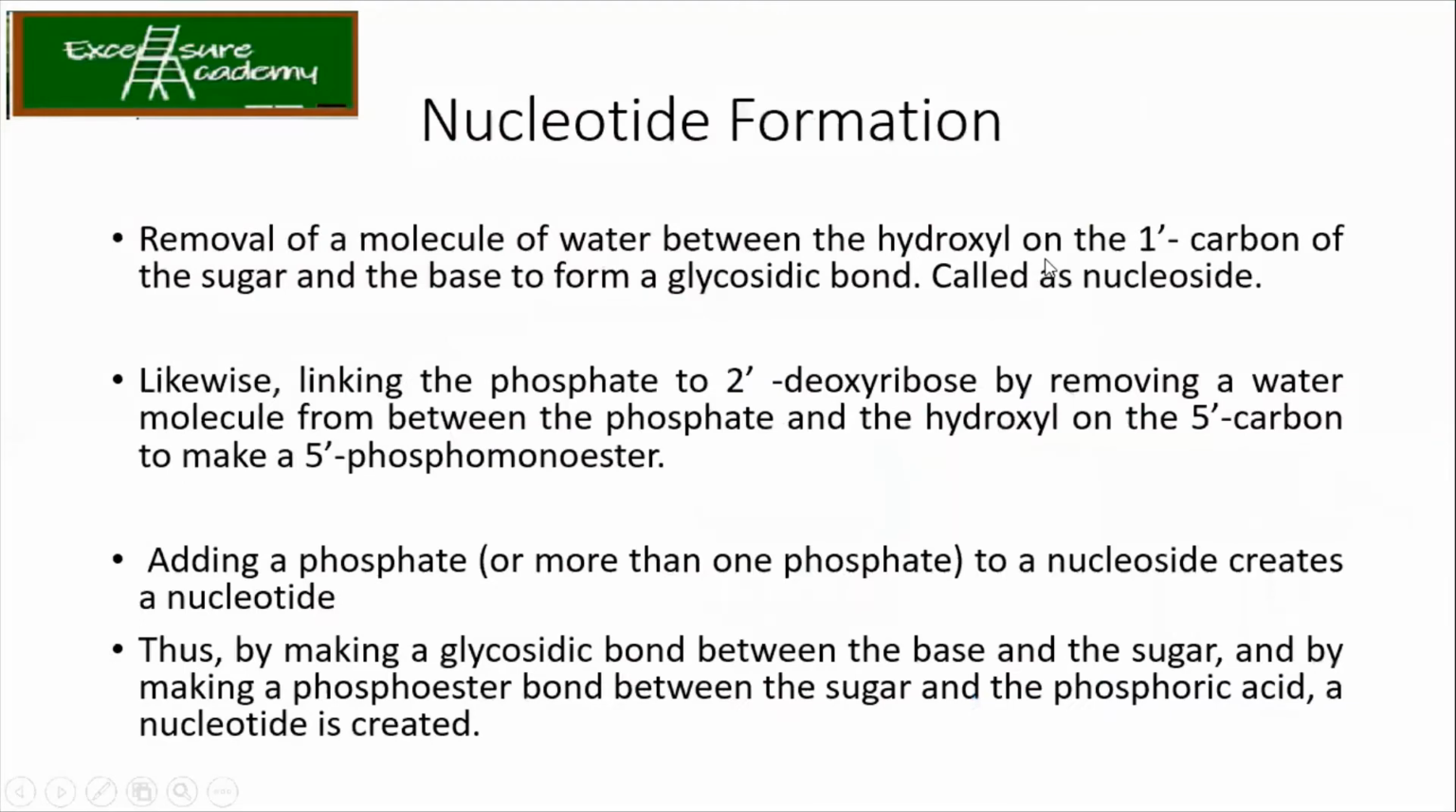Now moving on, nucleotide formation. We already know how nucleotides are formed. It has the base, sugar, and phosphate group, right? Now what bonds are present? Glycosidic bonds and phosphodiester bonds. In which positions are the bonds formed? At C5 prime and C3 prime. And this is what we need to remember.